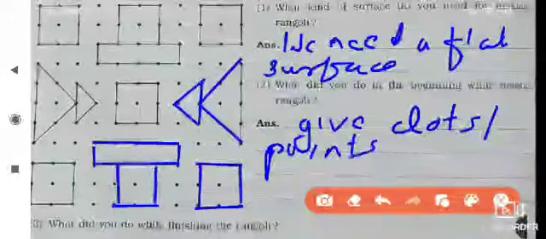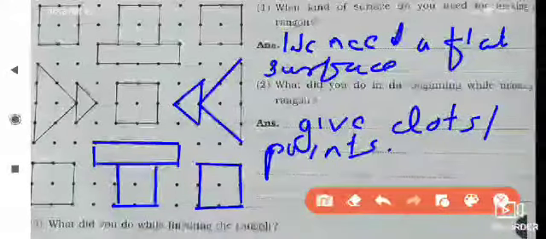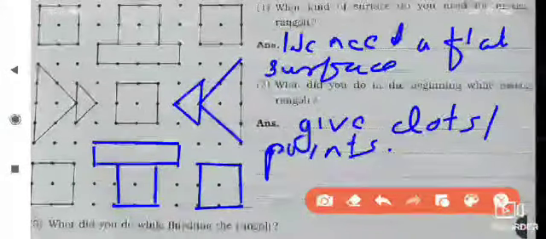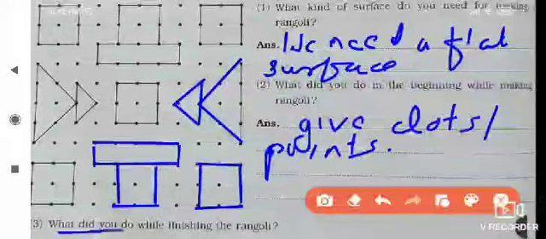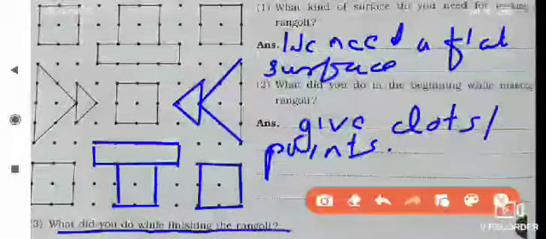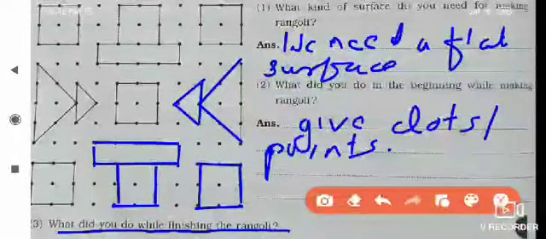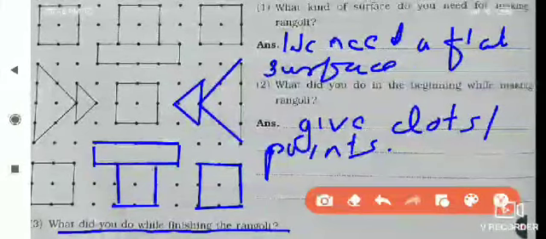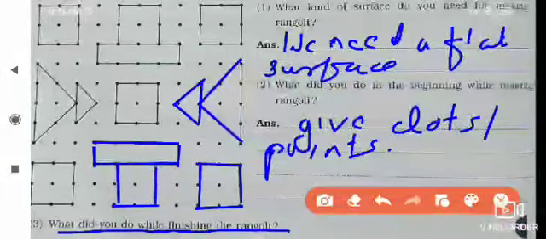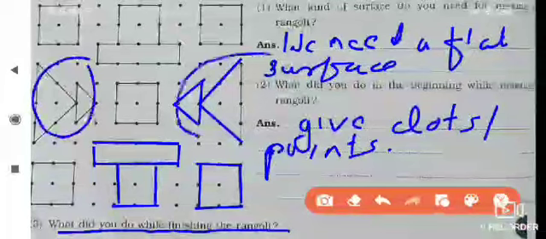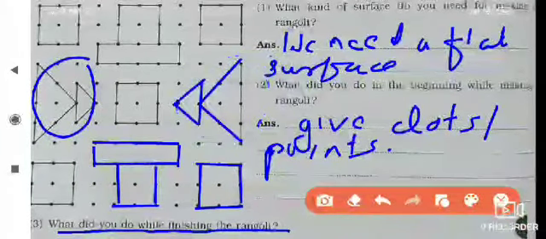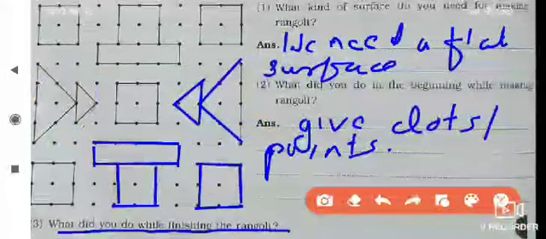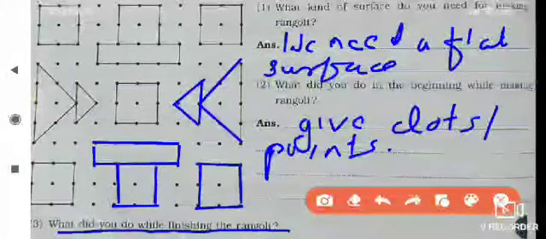Okay, and after that we are joining these dots and completing our design. Understood, all of you? Now the next question is, what did you do while finishing the Rangoli? Whenever we are finishing the Rangoli, at that time we are drawing the exact figures. The left side and right side designs are the same.